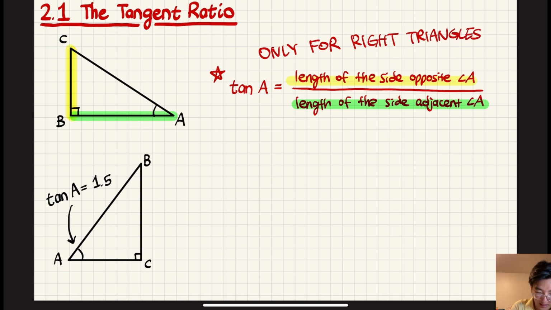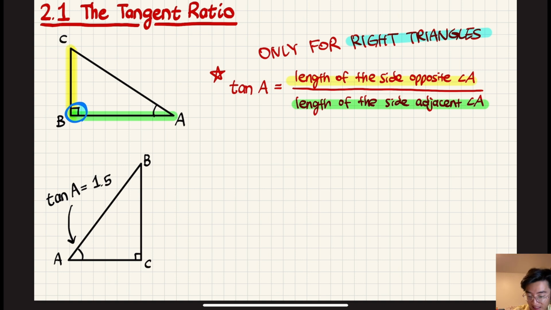So let's get a highlighter here. We know something is a right triangle if we see this little square here. That indicates a right triangle.